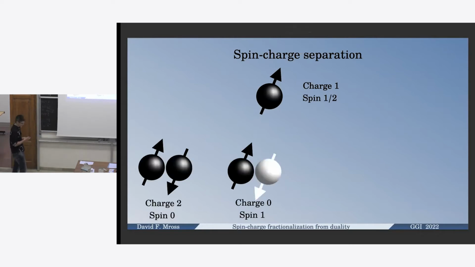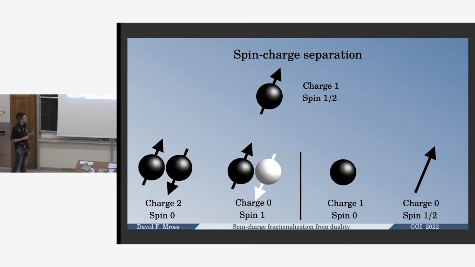And of course, if I have an object with charge 1 and spin 1/2, I can take 2 of them and form a singlet. So I get charge 2 and spin 0. Or alternatively, I can take a particle and a hole and form a triplet, and I'm getting charge 0 and spin 1. So that's not what I would call spin charge fractionalization. That's just forming composites. That's not something I'm interested in.